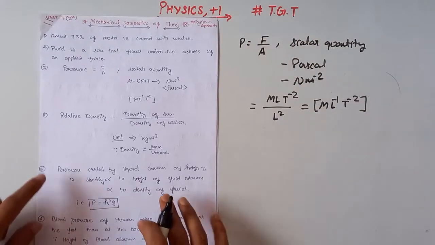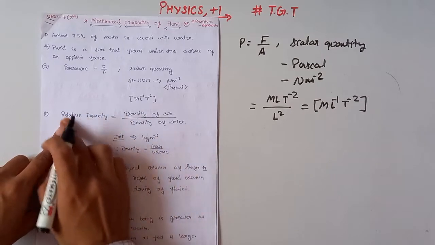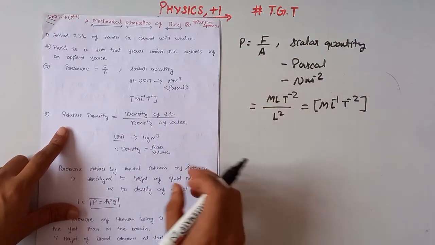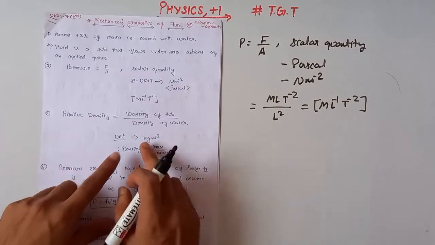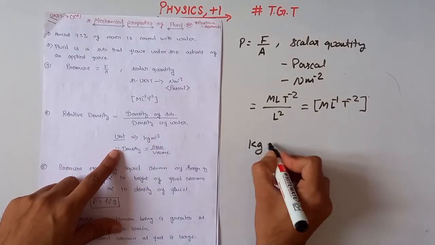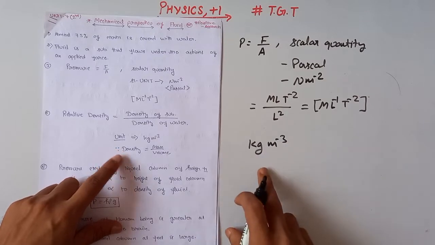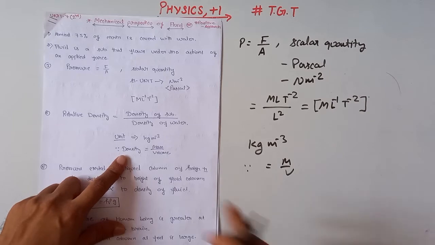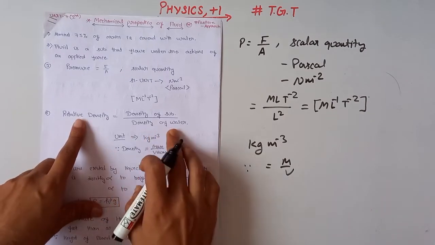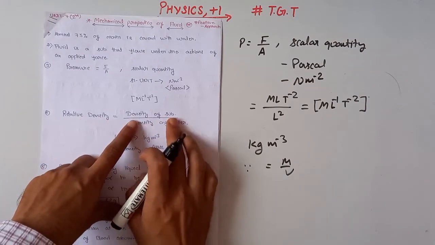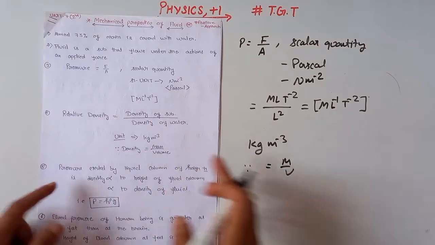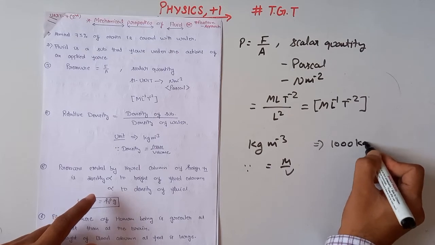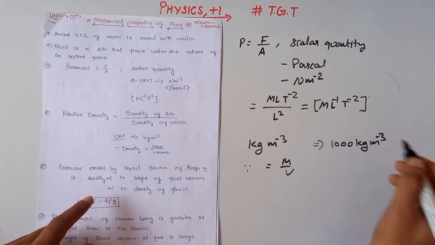Our next key point is relative density. What is the formula for relative density? Relative density is equal to the density of the substance divided by the density of water, and it has no unit. And density, we know, is equal to mass over volume. By knowing the relative density of a substance, we can easily calculate its density. And we know that the density of water is 1000 kilogram per meter cube.